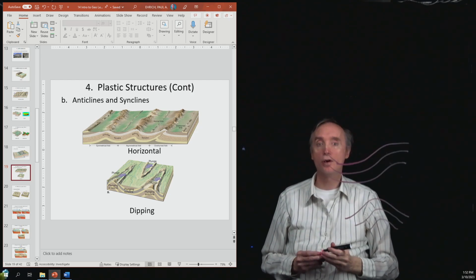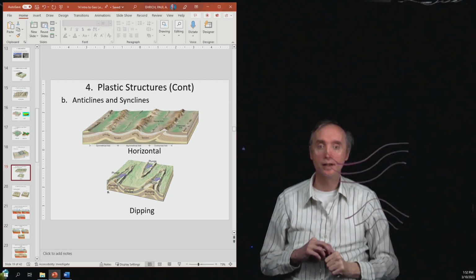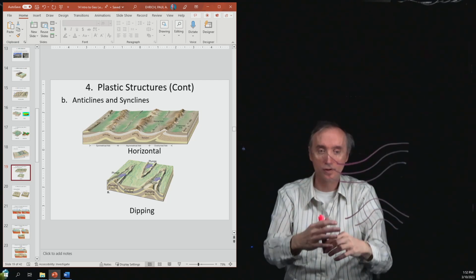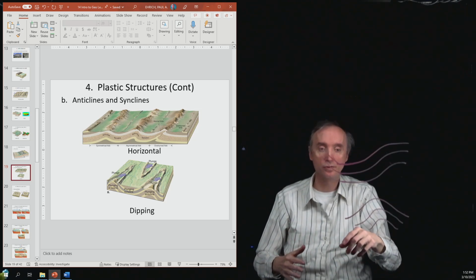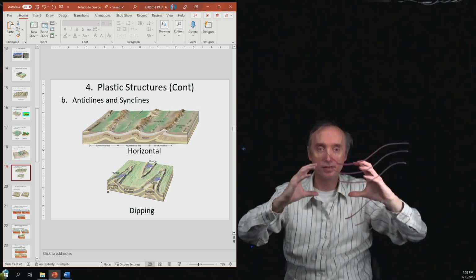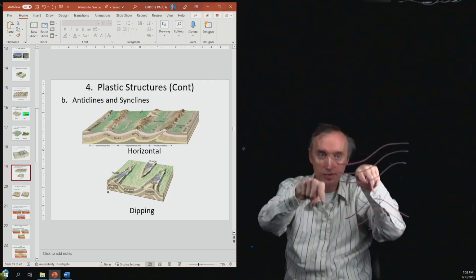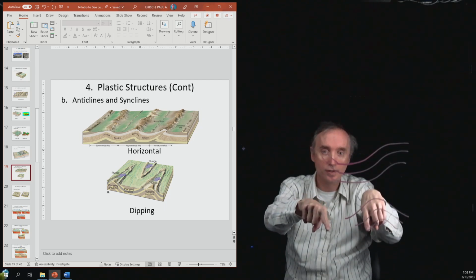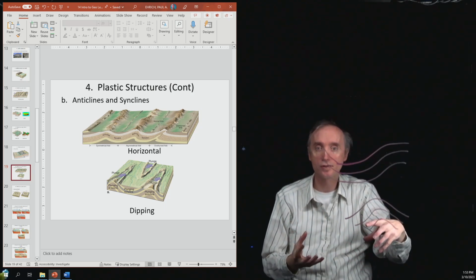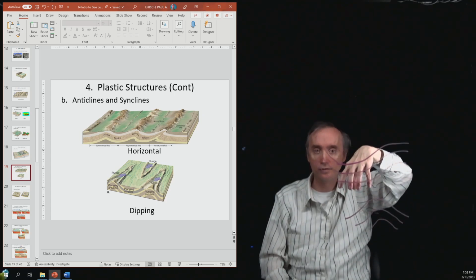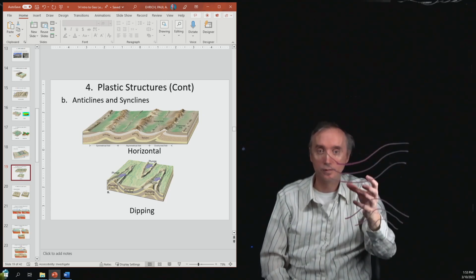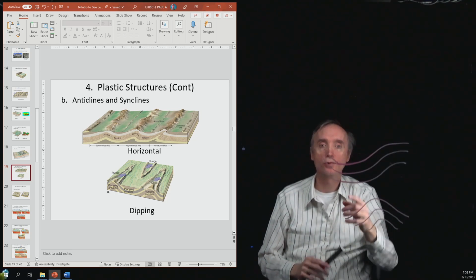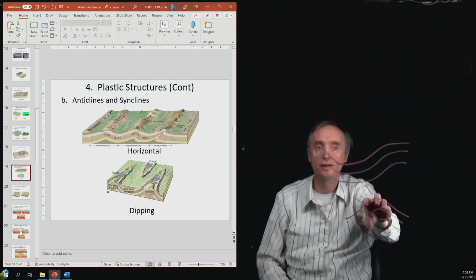Then you could have an anticline and a syncline, and they could be dipping. Imagine if you were to take a rug and then tilt the rug so that it's pointing at an angle downwards. What that's going to do is you see the difference in what it looks like from the overhead view to the sideways view. And so here we've got a syncline and an anticline.